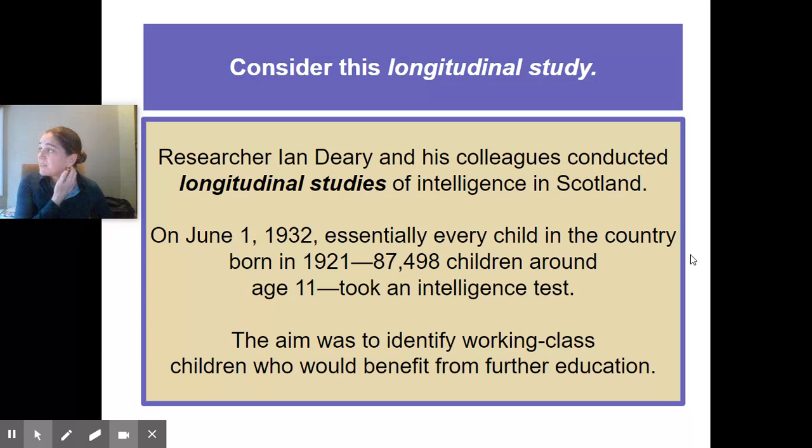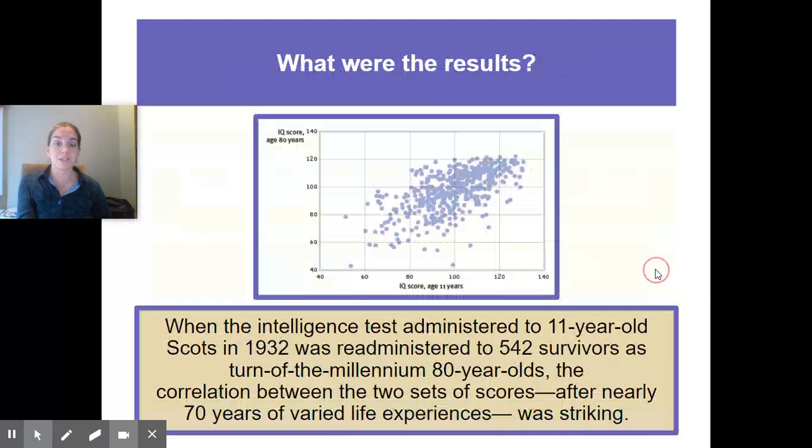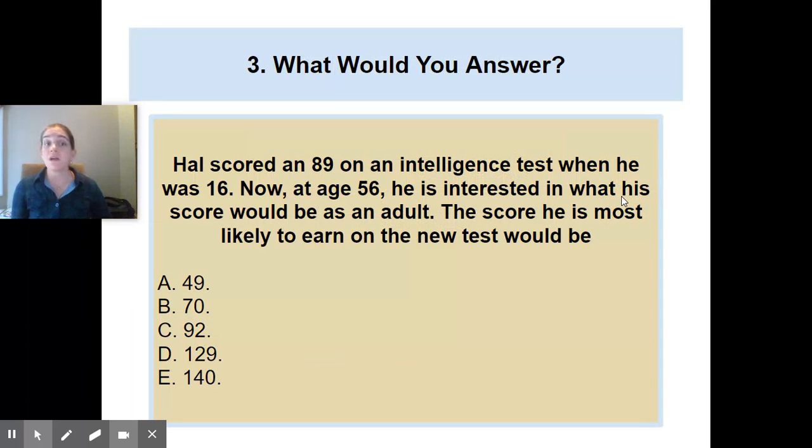In probably the most well-known longitudinal study of intelligence, a Scottish study, we looked at kids' intelligence over time to see if working class children would benefit from further education. So the 11-year-olds, obviously, and then there were the 542 80-year-olds that survived. The correlation between the two sets of scores, 70 years past, was very striking. So we think intelligence is one of the most stable traits over the course of one's lifetime, without grit and work and just general drive.